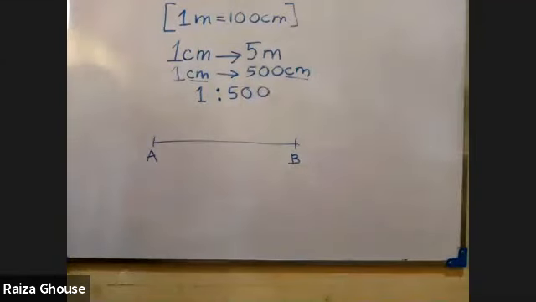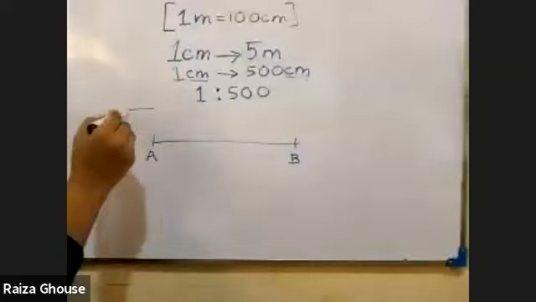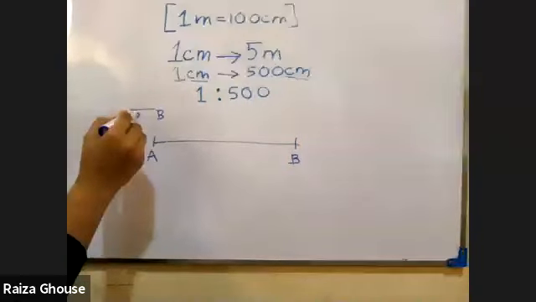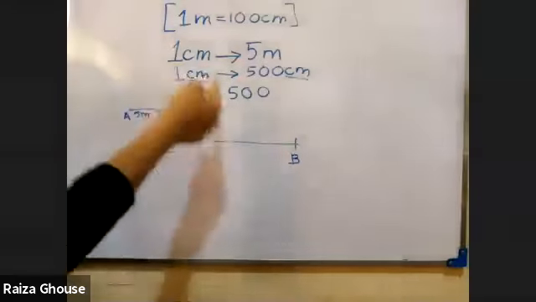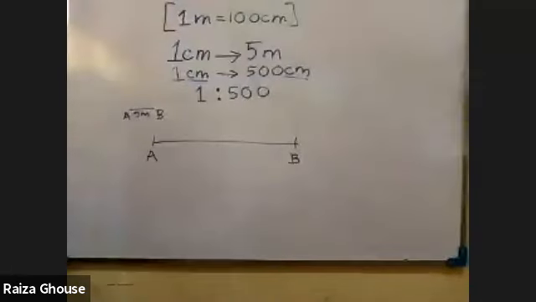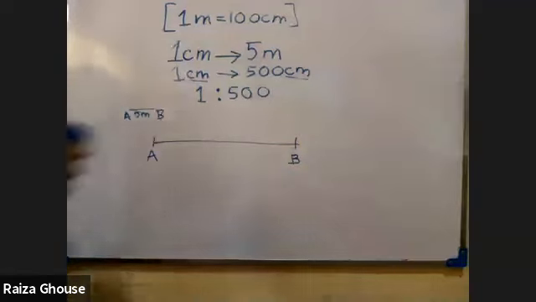So if I draw in my book 1 centimeter and write it AB and put here 5 meter, that is correct because my scale is 1 centimeter in my book represents 500 centimeter of real length. Now is it clear for you all? So this is the basic. Please copy down.